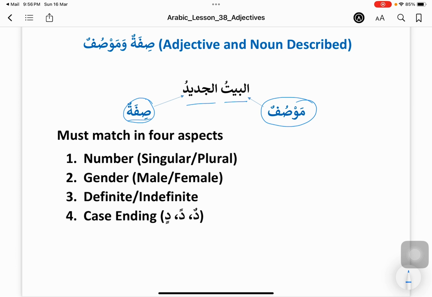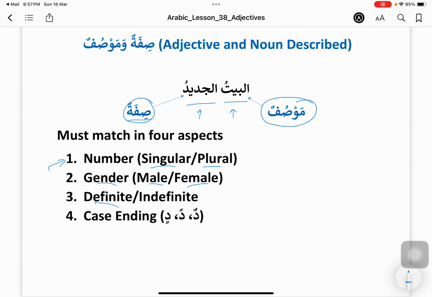The adjective and the noun described must match in the Arabic language in 4 aspects. The first one is number. If the noun is singular, the adjective must be singular. If the noun is plural, the adjective must be plural. In gender, if it's a male object, the adjective must be male. Female object, the adjective must be female. And we'll look at all of these variations.